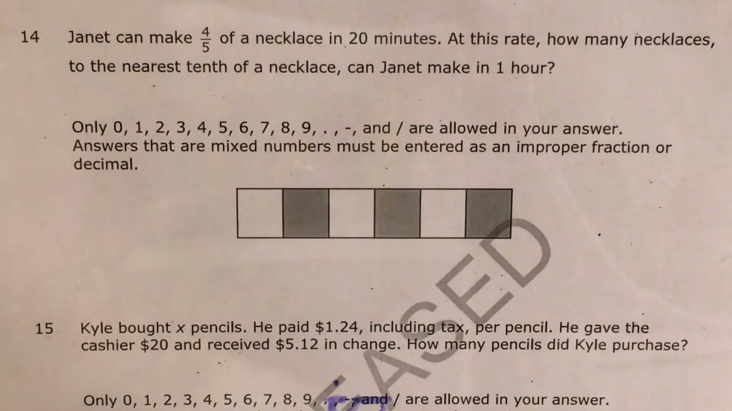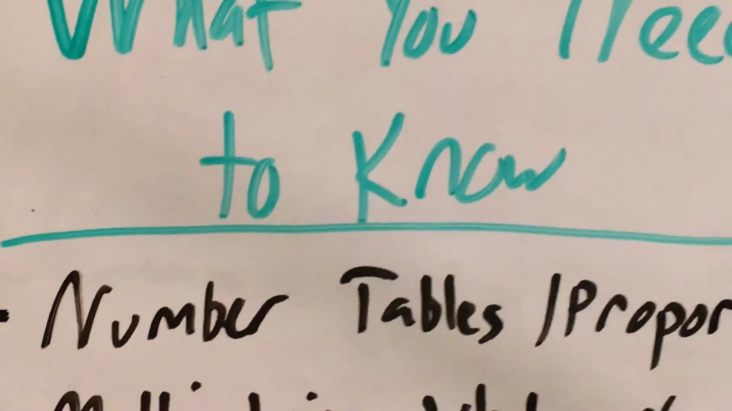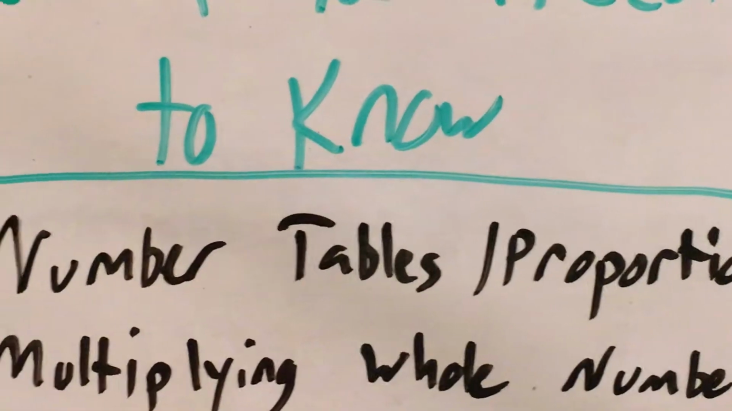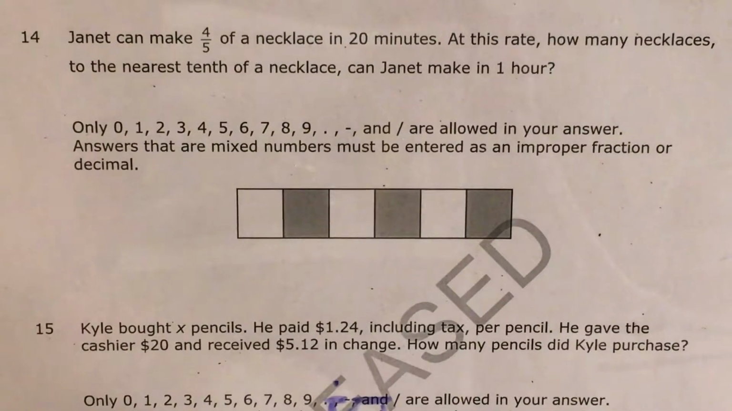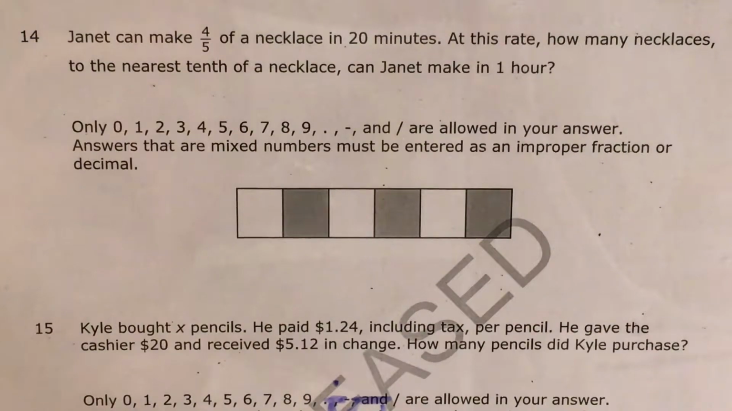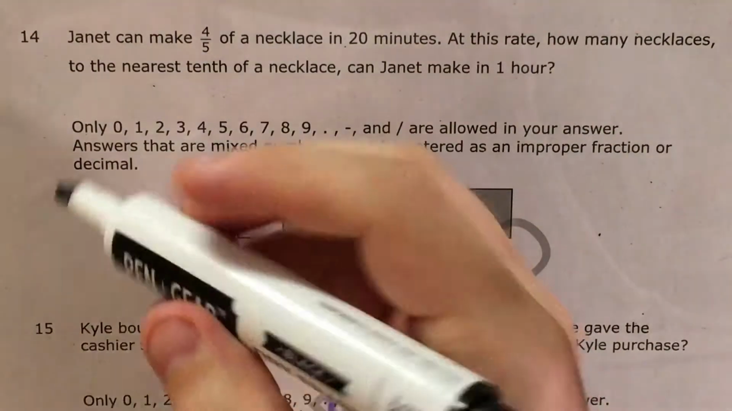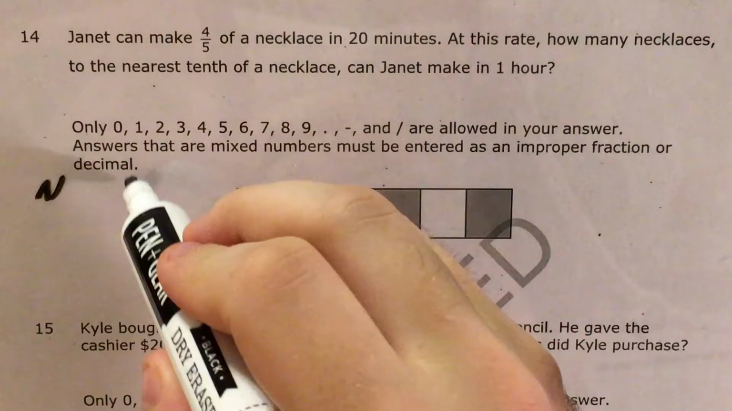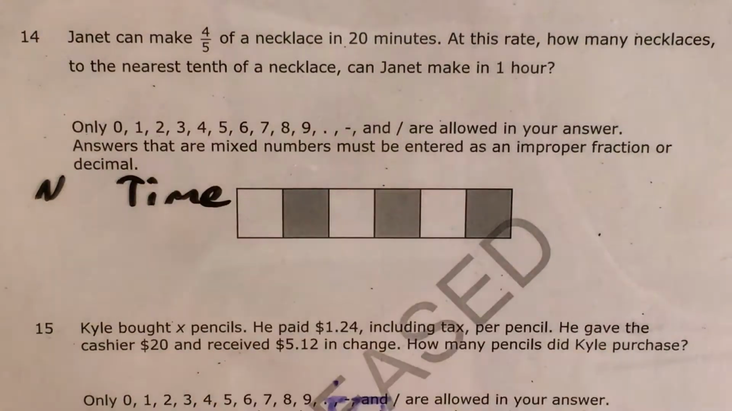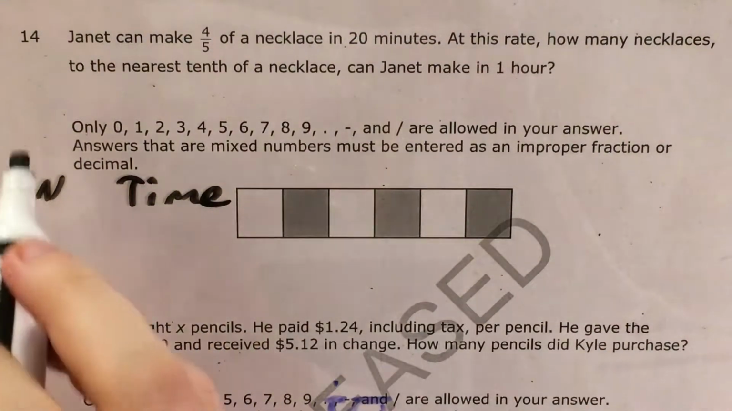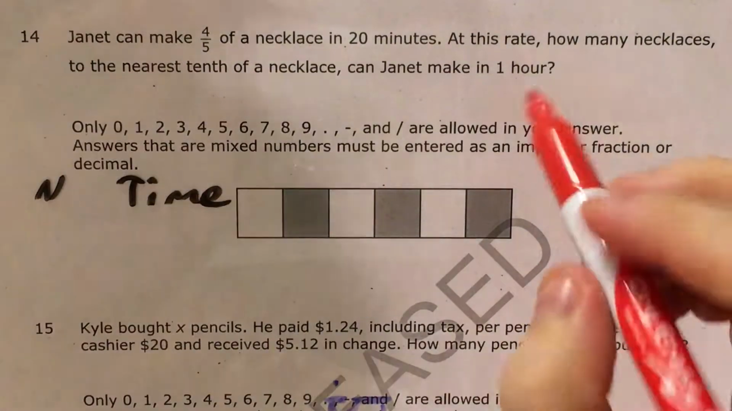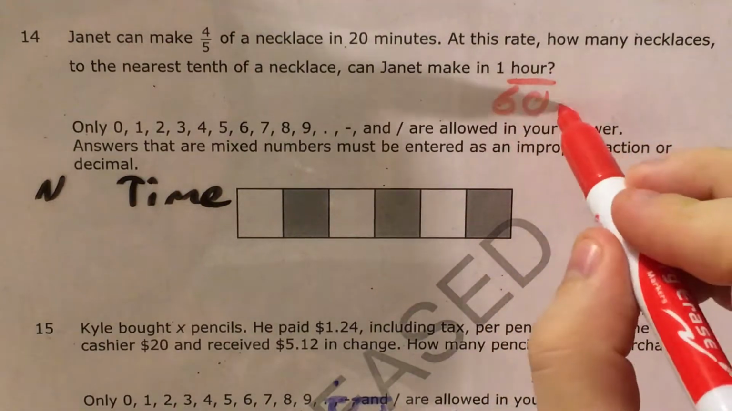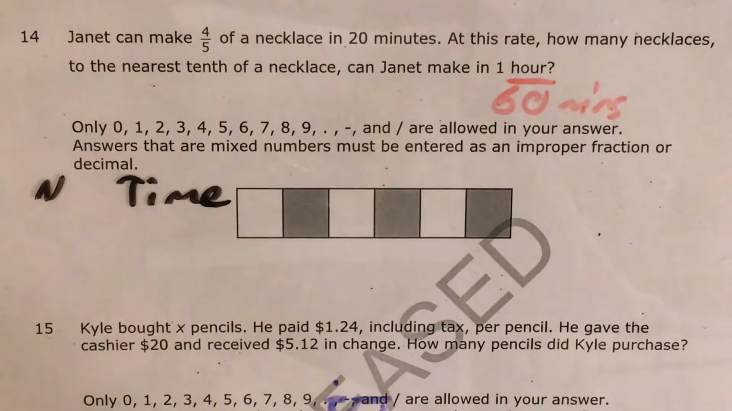Now, the two big skills this will test you on are if you know how to use proportions or number tables, and if you know how to multiply whole numbers by fractions. So let's go ahead and start with just the number table. I'm going to make a very quick little chart where I have one column for the amount of necklace Janet is making and another column for the amount of time. And I'm also going to remind myself that 1 hour is 60 minutes.